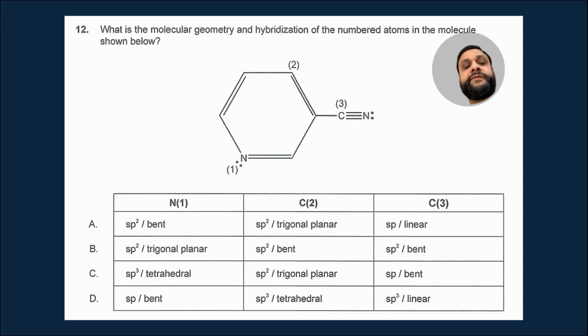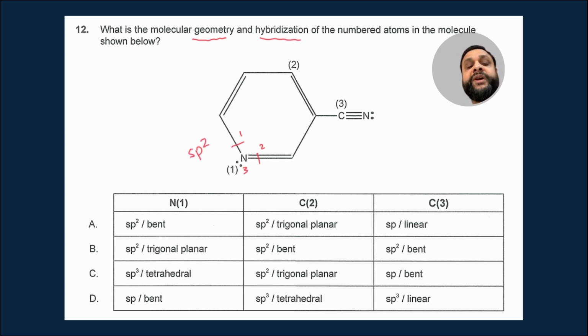Question 12. What is the molecular geometry and hybridization of the numbered atoms in the molecule shown below? So the first one they have asked is around the nitrogen atom. So let's work out how many domains there are. So we can see 1, 2, and 3 domains because a lone pair is included as a domain. So we have 3 domains around nitrogen. So that means hybridization will be sp2.